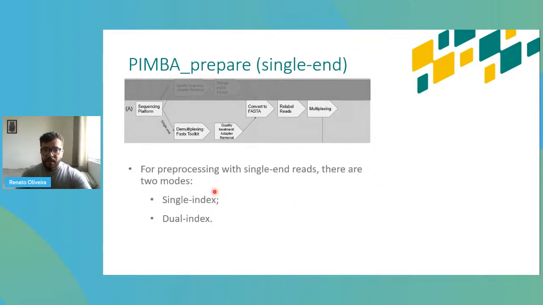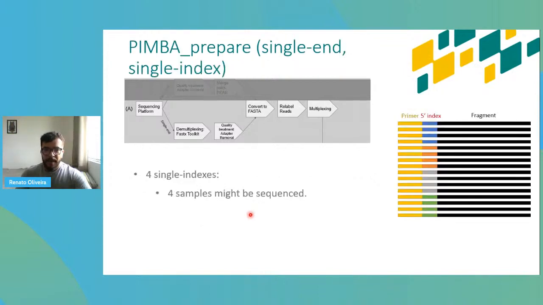In the case of single-end reads, it gets a little more complicated because when you sequence single-end reads, you can use either single index or dual indexes to multiplex your samples. In the case of single indexes, for example, if you use 4 single indexes, you will be able to sequence 4 samples in a single sequencing run. So in here I have an illustration. Here we have the DNA fragment that we are interested in. And here we have the single indexes, each color representing a sample. And here we have the primer sequence that was used.